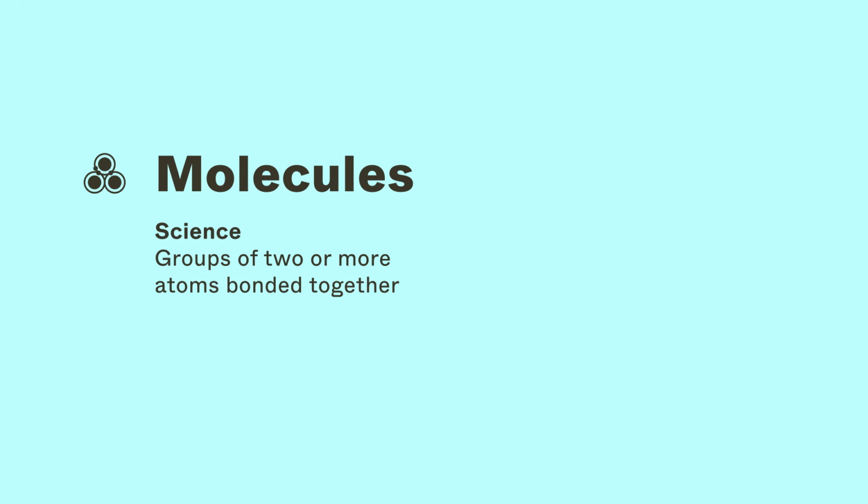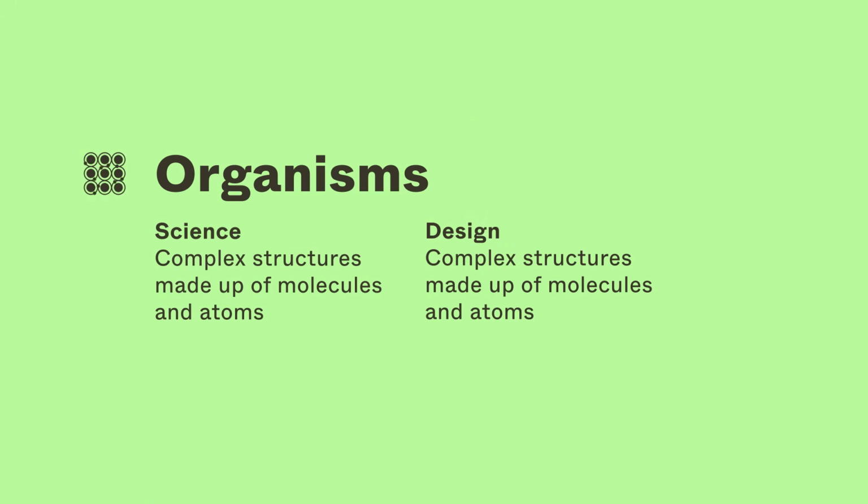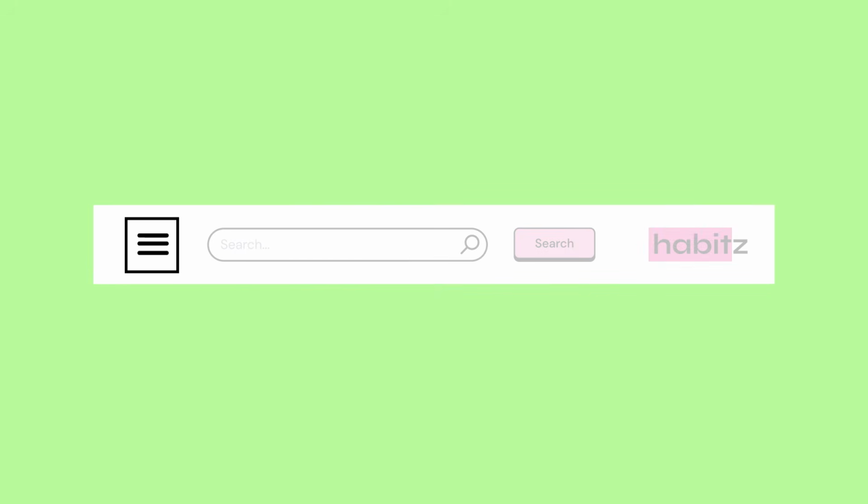Molecules are groups of two or more atoms that are bonded together. In a design system, they're a collection of individual elements that together form a single unit, like a search bar made up of an icon, input field, and button. Organisms are complex structures made up of molecules and atoms, like a navigation menu that includes a search bar, along with a logo and other menu items.